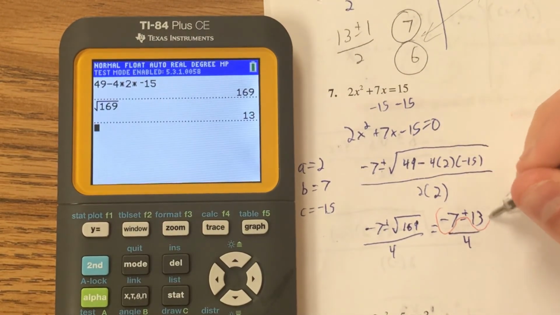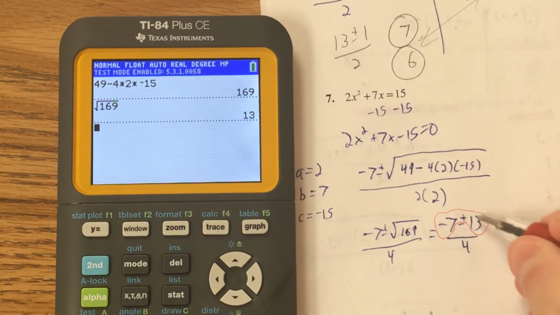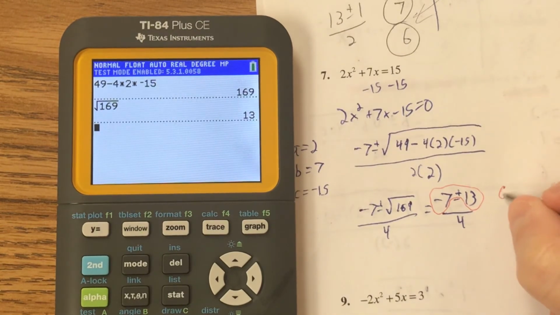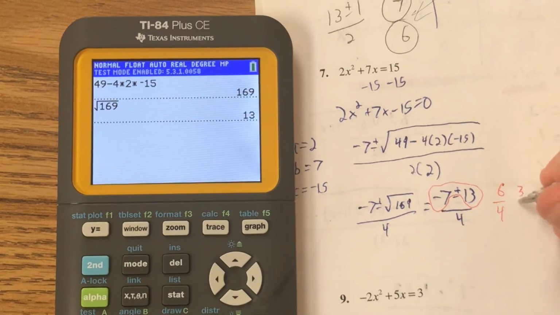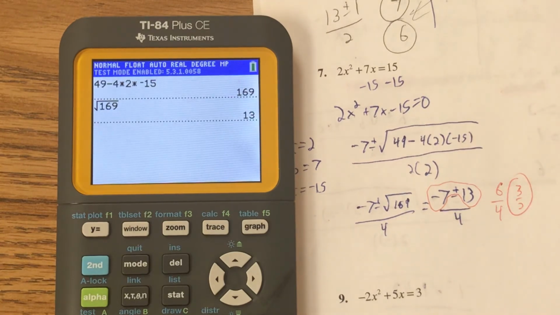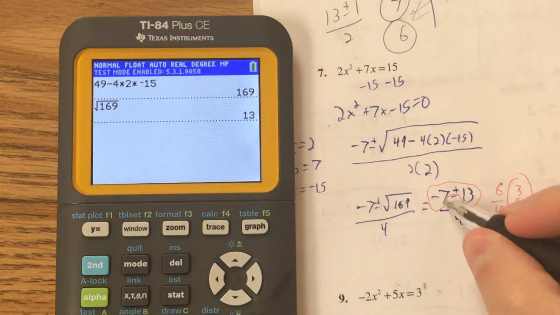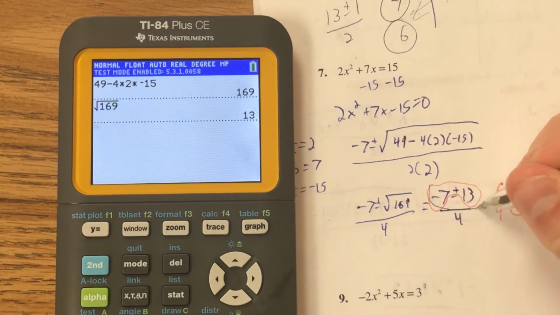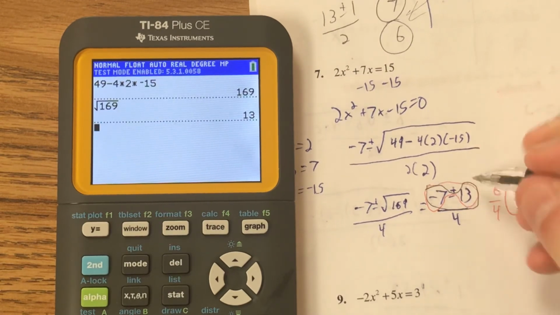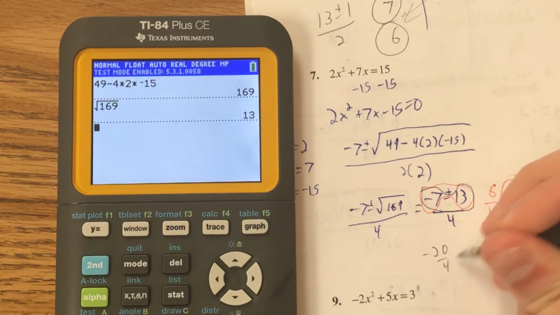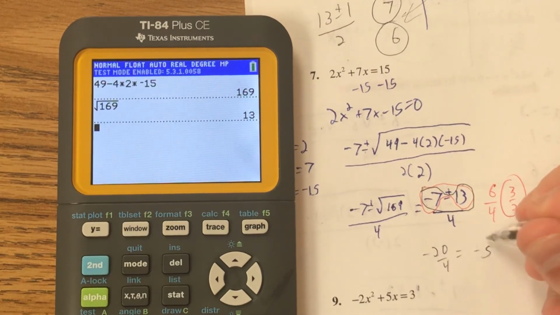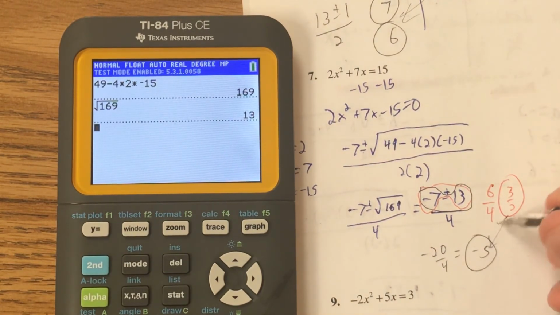If I was to do the plus sign, negative 7 plus 13 is 6. So you would get 6 over 4, which is 3/2. Or if you did negative 7 minus 13, you'd get negative 20 over 4, which is equal to negative 5. And there you go. Those are the 2 answers.